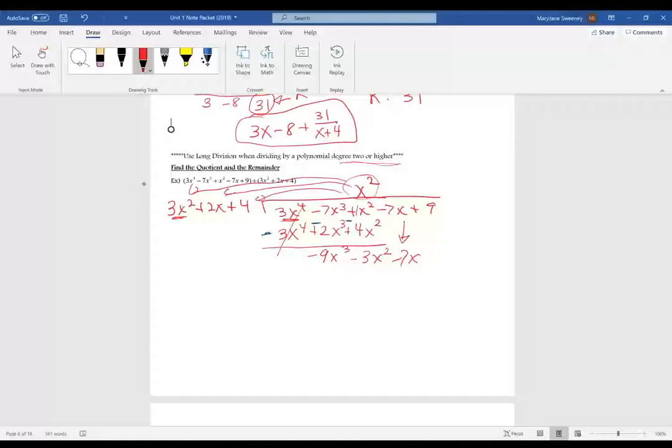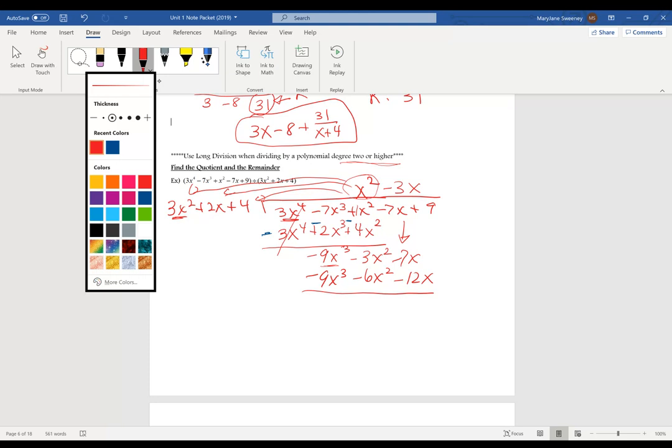So you're going to say, okay, what am I going to put up here so that when I multiply by 3x squared, I get negative 9x cubed? So what you put here times the first here has got to give you the first here. So that would be a negative 3x, right? Negative 3x times 3x squared is negative 9x cubed. Negative 3x times 2x, negative 6x squared. Negative 3x times 4 is negative 12x. So you're distributing that negative 3x to all three of these.